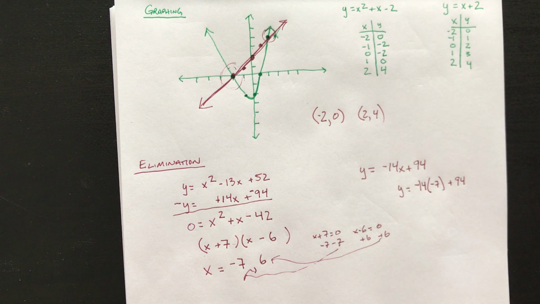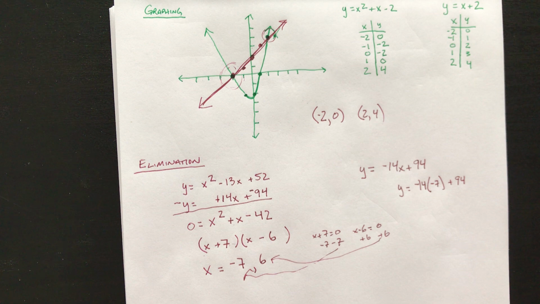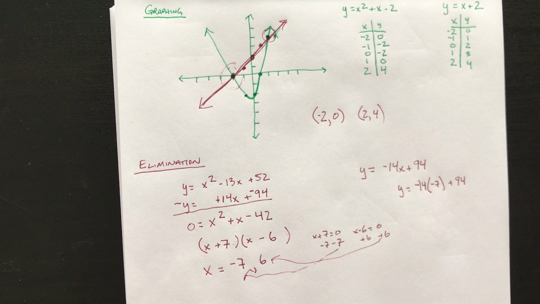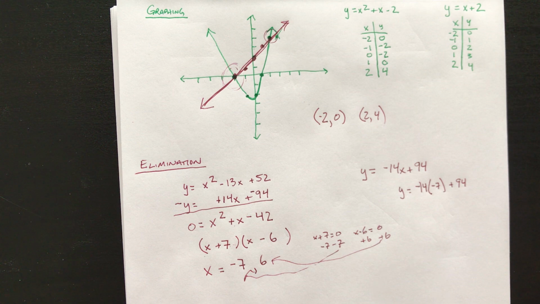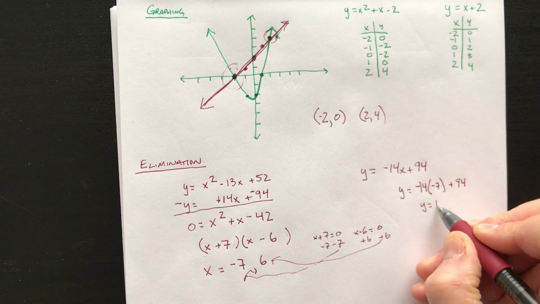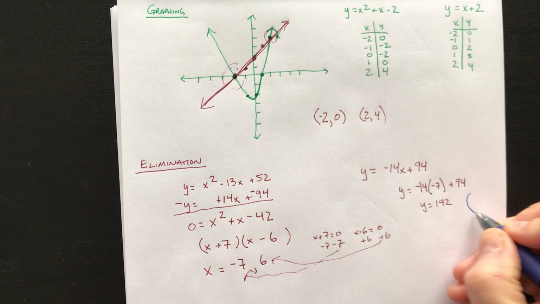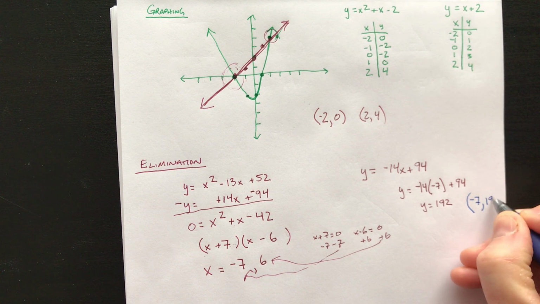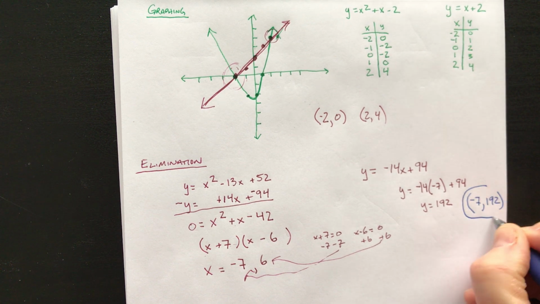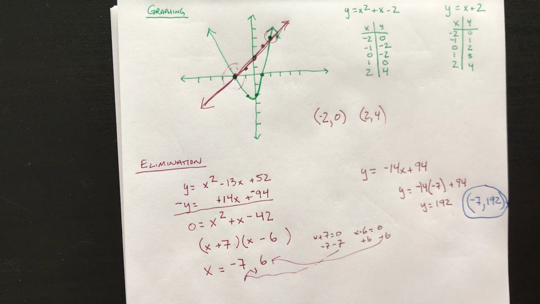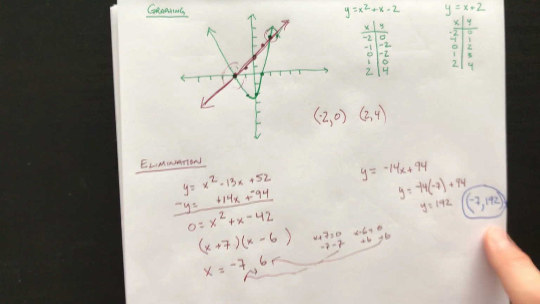All right? So I go to my trusty calculator. Negative 14 times negative 7, I get 98 plus 94, 192. All right? So the first answer is negative 7, comma 192 is my first point. Good thing we didn't have to graph that one, huh?